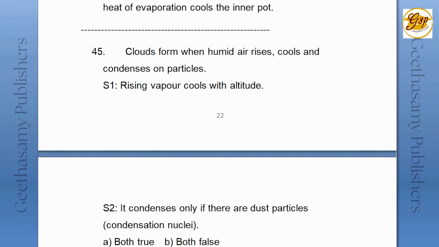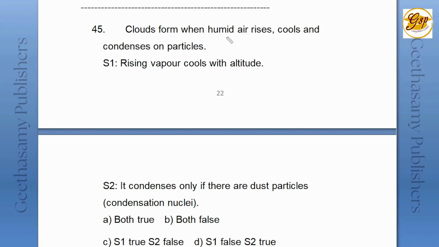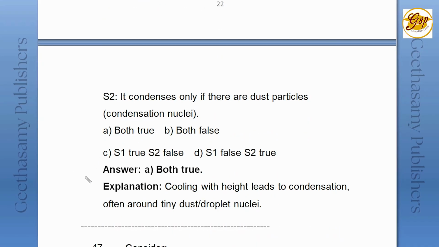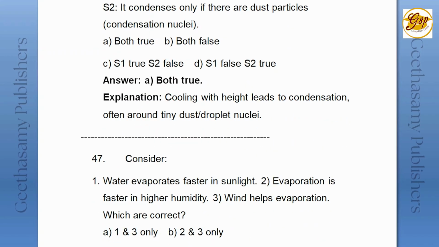Then 45th question. Clouds form when humid air rises, cools and condenses on particles. Statement 1: rising vapor cools with altitude. Statement 2: it condenses only if there are dust particles. Right? Both are true, both are false, S1 true, S2 false, S1 false, S2 true. The correct answer is both statements are true. So cooling with height leads to condensation, often around tiny dust particle nuclei.